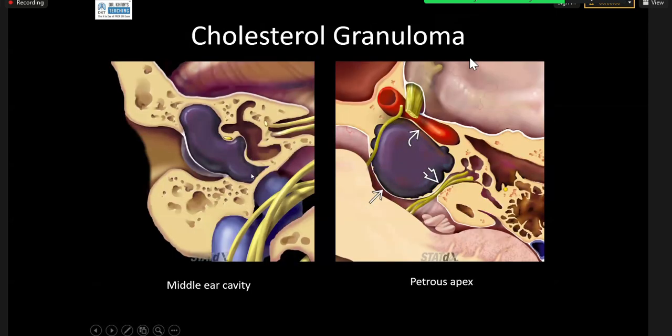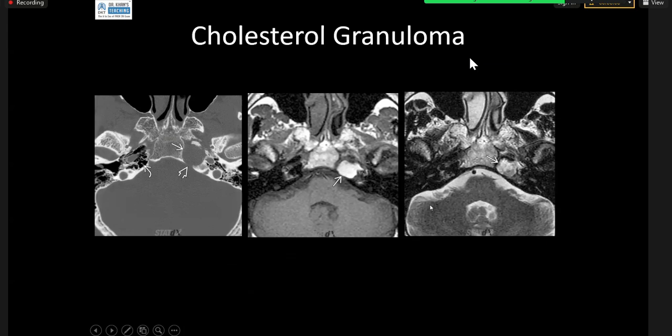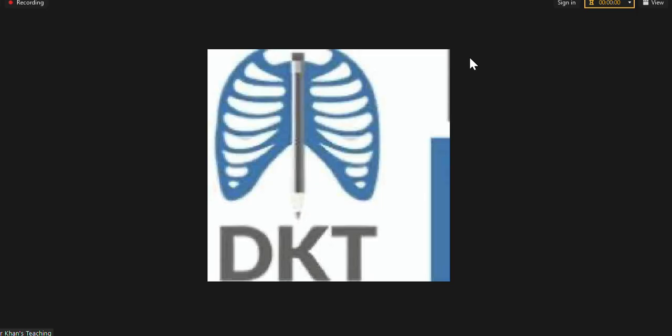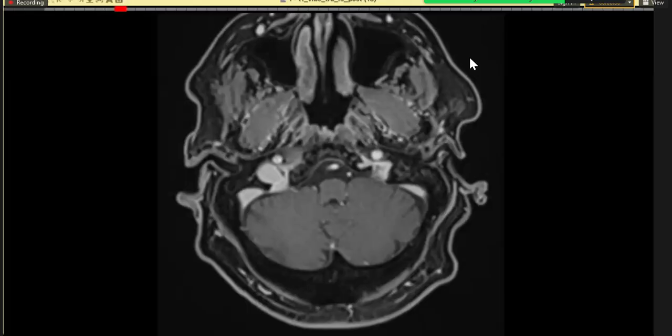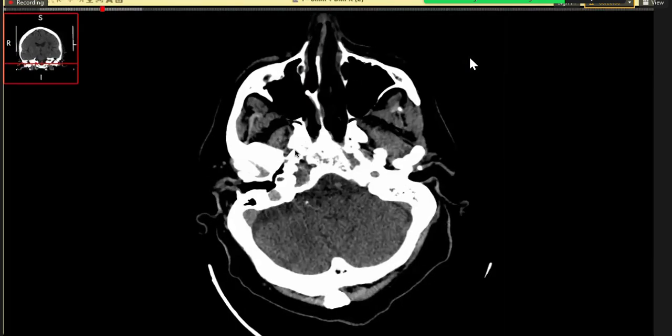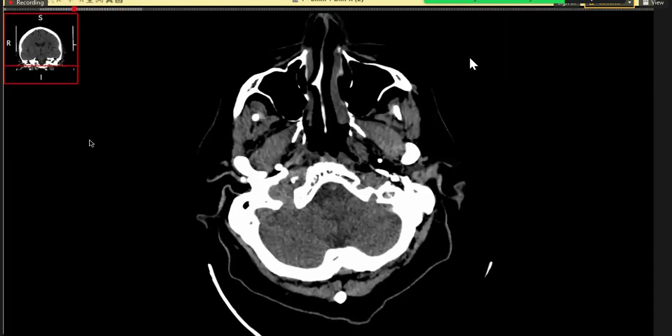Cholesterol granuloma, this is from the book, this is how it will look in the middle ear, and this is how it will look in the petrous apex. Another one where there is expansion here, and this is high signal on T1 here. So that was very well picked up and well done. And now let me go through the case quickly. So this was the expansion.